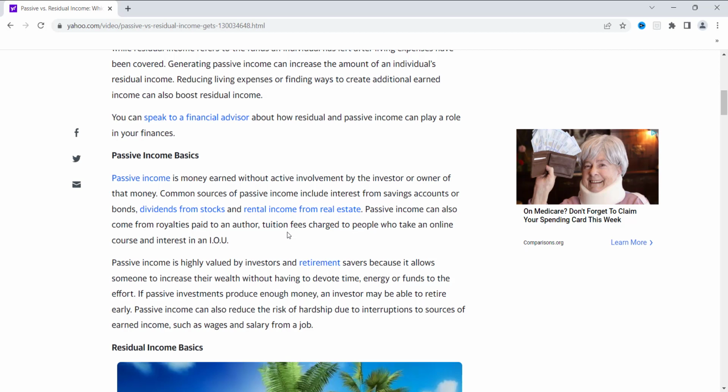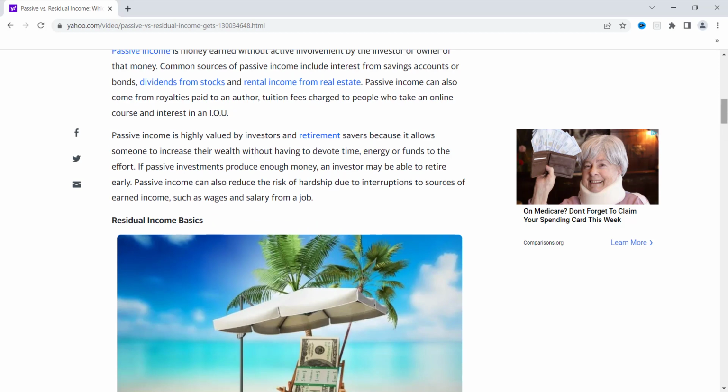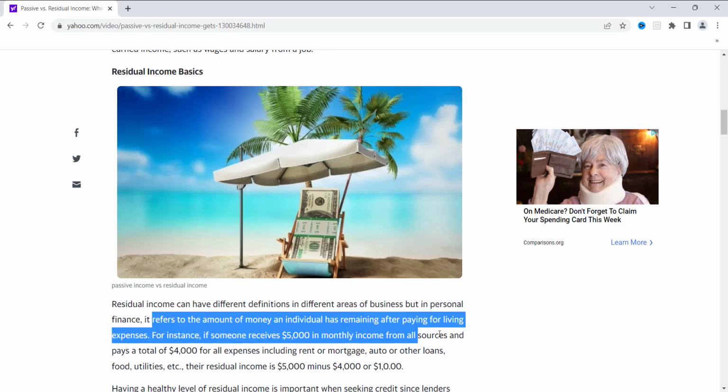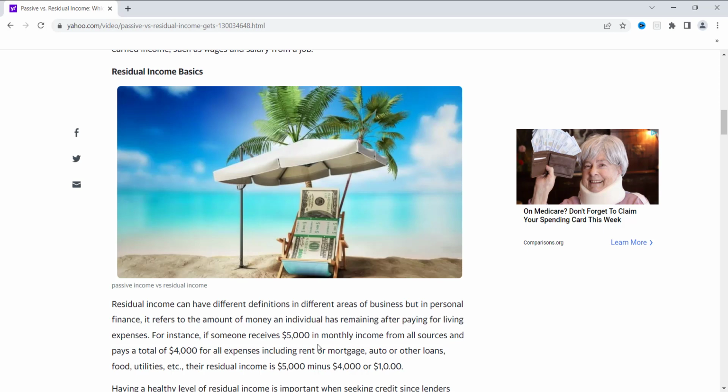Now, your residual income is going to follow a little bit of a different route, because I thought that residual income was the same as passive. Your residual income tends to focus on the amount of money that you have remaining after you pay all of your bills. So the best way to understand it is if you receive $5,000 a month and all of your expenses for the month were $4,000, then the residual income that you have at the end of paying all of your expenses would be $1,000. So you have $1,000 in residual income.